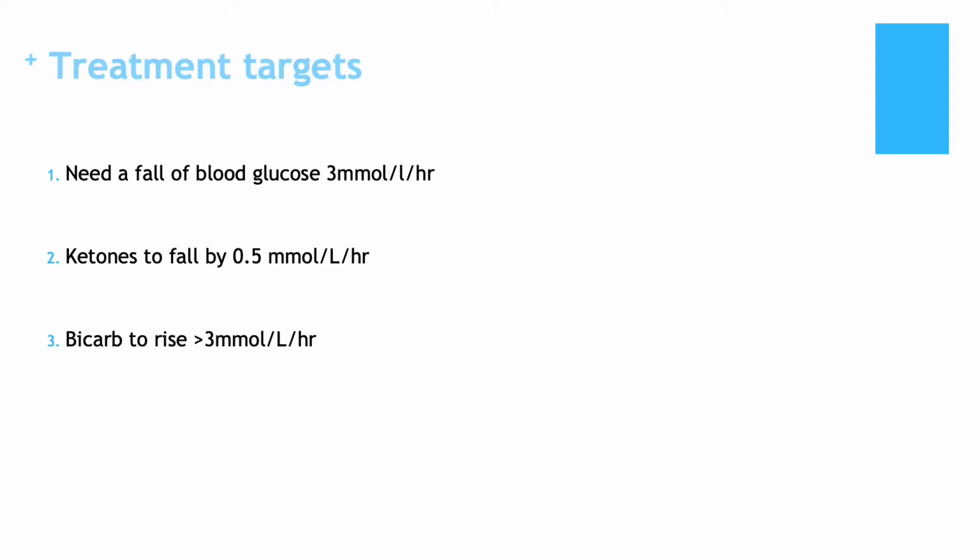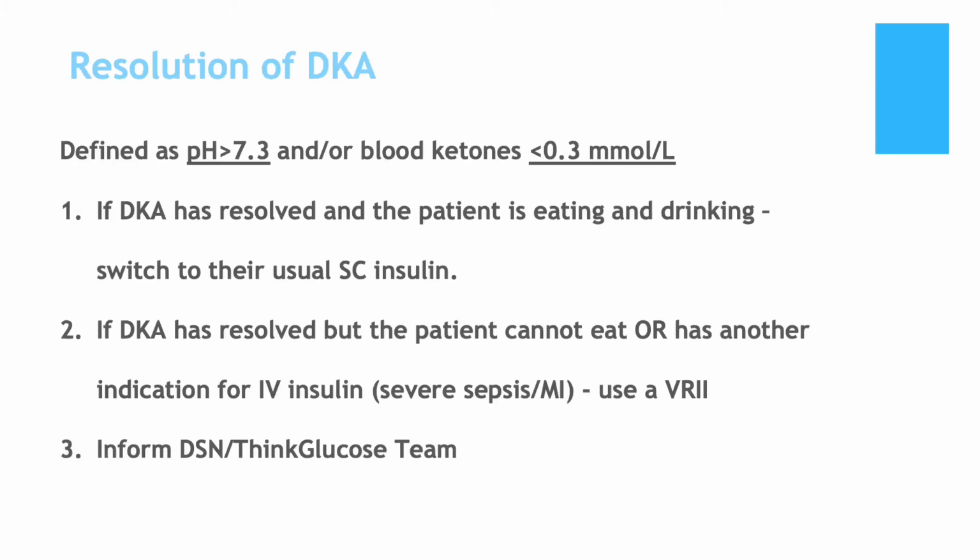So our treatment targets, we're looking for a fall of blood glucose of 3 millimoles per litre per hour, also ketones to fall by 0.5 millimoles per litre per hour, and bicarb to rise over 3 millimoles per litre per hour. And really we want all three of these to be occurring. And we can say the DKA is resolved when the pH is greater than 7.3 and/or blood ketones are less than 0.3 millimoles per litre.